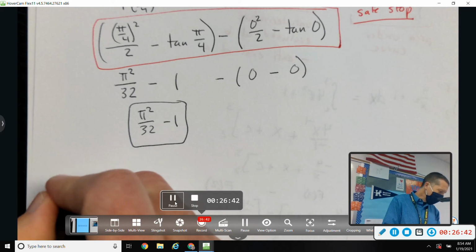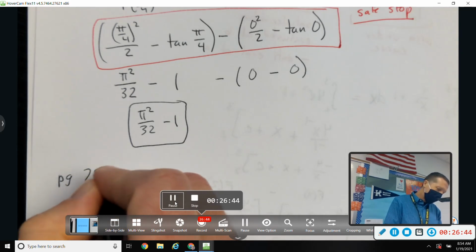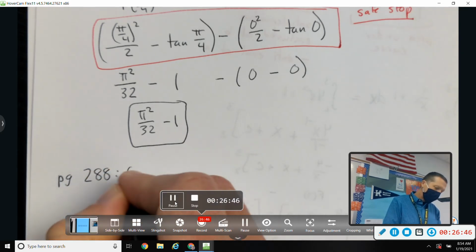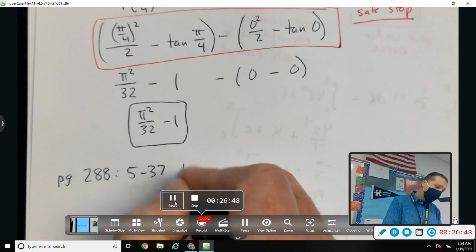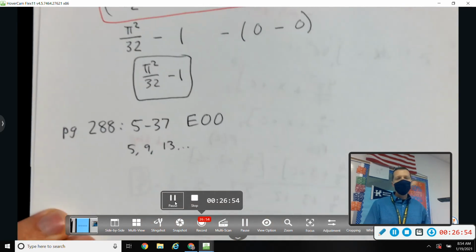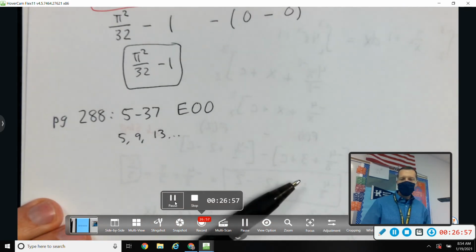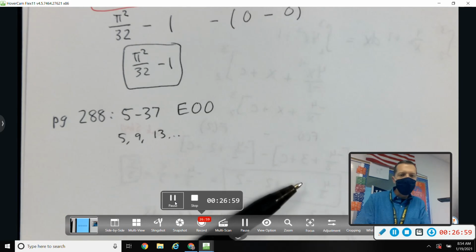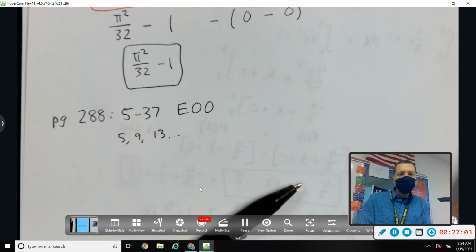All right, the assignment: page 288, 5 through 37, every other odd. All right, 5, 9, 13, and so on. And I'll take a picture of that and post it in Schoology, because apparently the online textbook, somebody said, was having issues. But I'll post a picture.